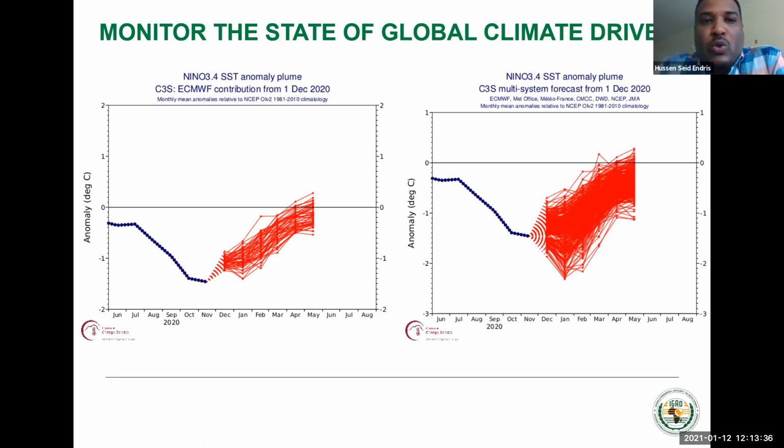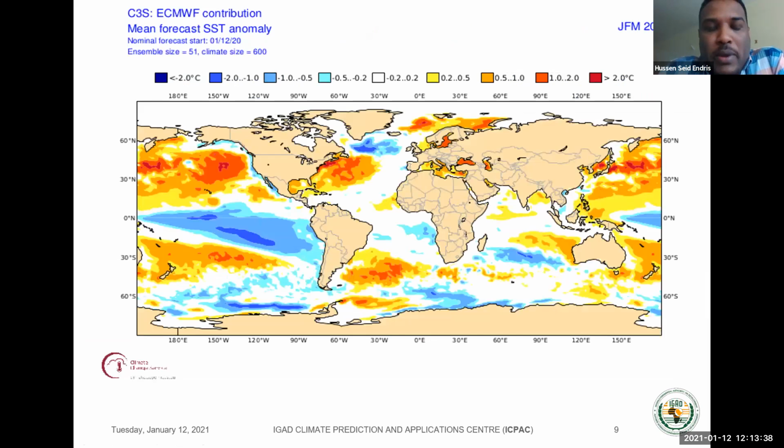We also look at the temperature anomaly and also the sea surface temperature anomaly at the global level to look at the major drivers like ENSO and the IOD. As you can see here, it shows us there is a La Nina currently over the tropical Pacific Ocean.